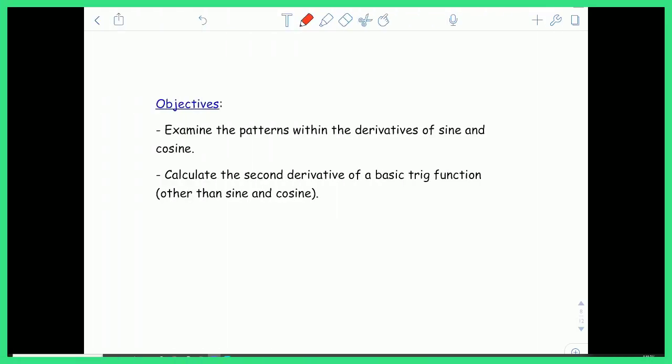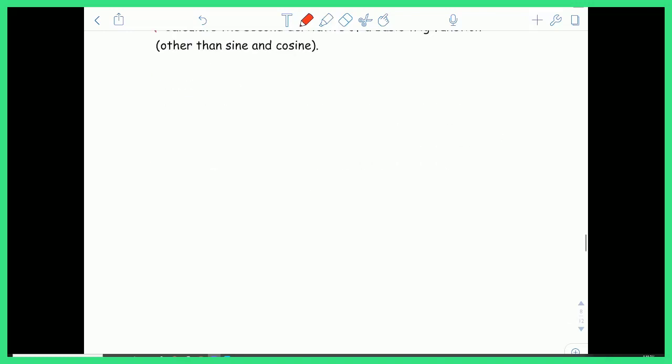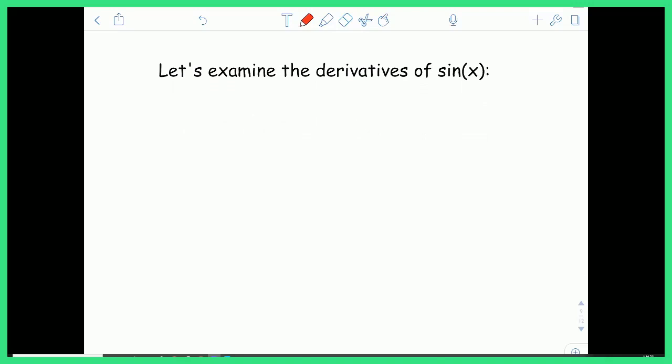Hey everyone, Mr. Schachter here to examine the patterns within derivatives of sine and cosine, and also to calculate the second derivative of a basic trig function other than sine and cosine, because we're going to find that sine and cosine are predictable. Let's start by examining the derivatives of sine x.